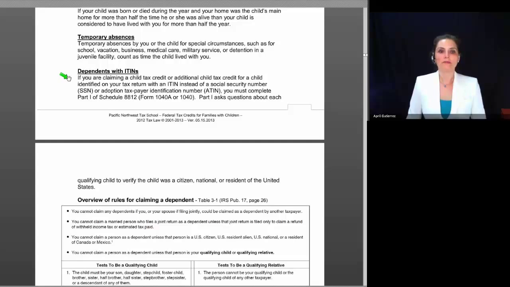If you are claiming a child tax credit or an additional child tax credit for a child identified on your tax return with an ITIN instead of a Social Security number or adoption number, you must complete Part 1 of Form 8812.